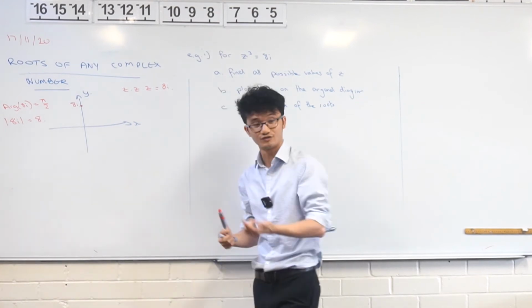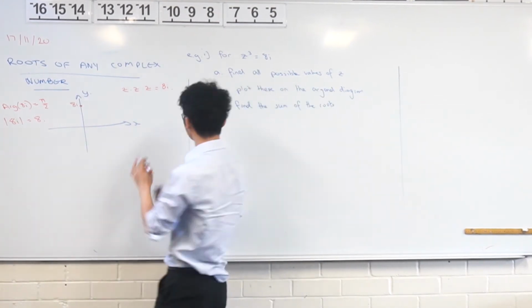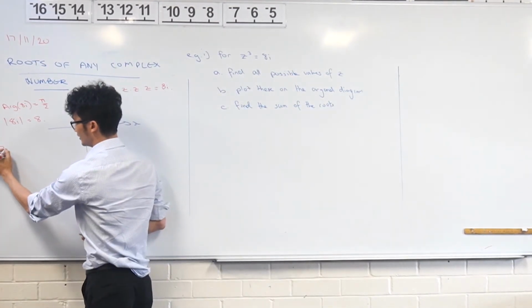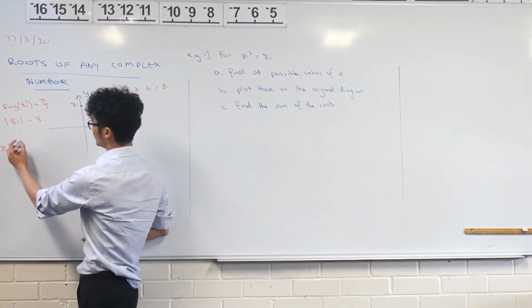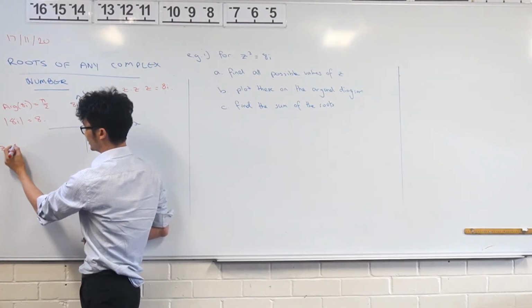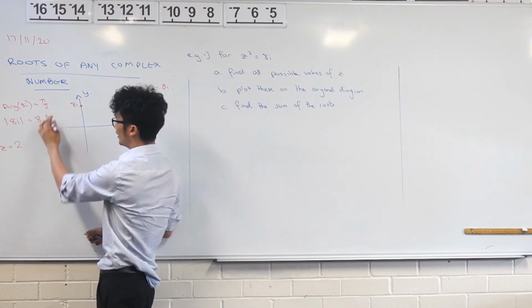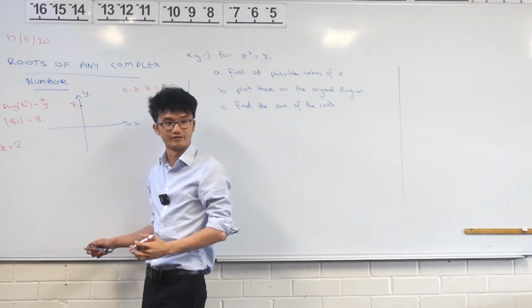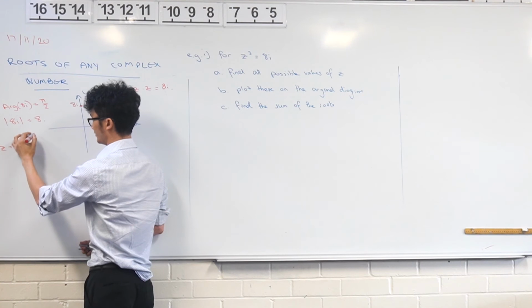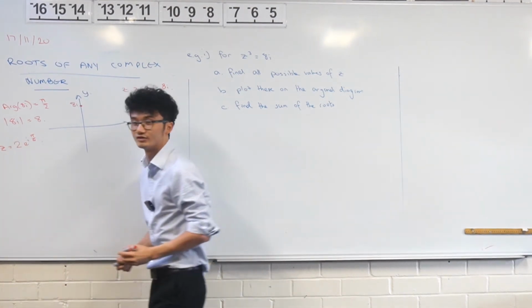So you can actually find one of the solutions for z really easily. You don't have to do any algebraic approaches here. You can just say that z is equal to, well, the cube root of this modulus would be 2. And the argument, we'd divide this by 3, which would be pi on 6. That's actually one of the solutions there, okay?